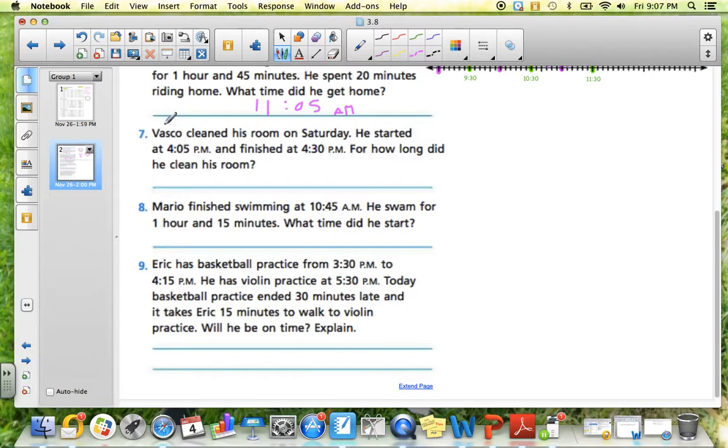Okay, so let's keep going. Number 7, Basco cleaned his room on Saturday. He started at 4:05 p.m. and finished at 4:30 p.m. For how long did he clean his room? So I'm just going to count by fives from 4:05 to 4:30. So 5, 10, 15, 20, 25, 30. And I have 5 fingers up. Multiplied by 5 would be 25 minutes.